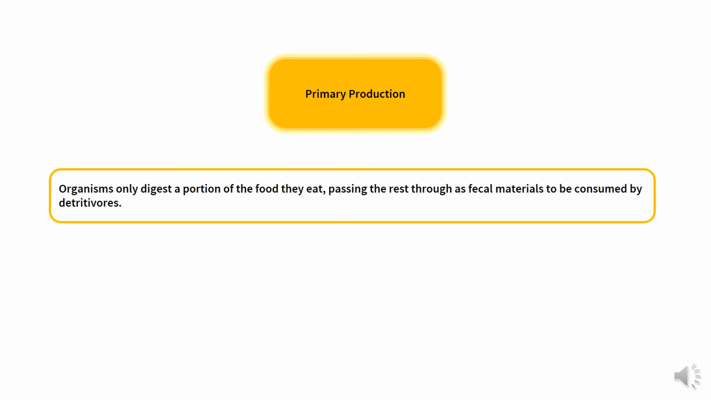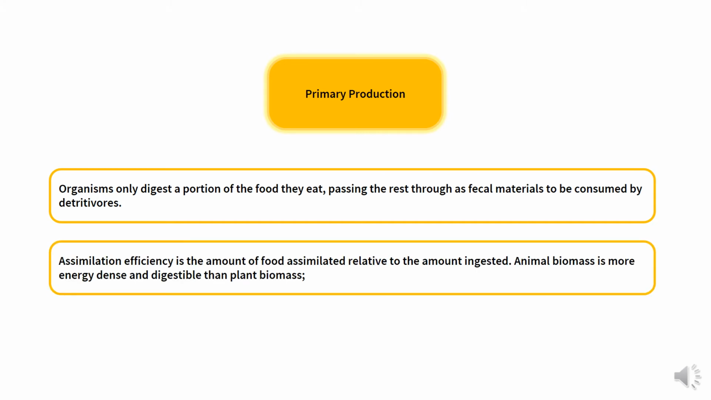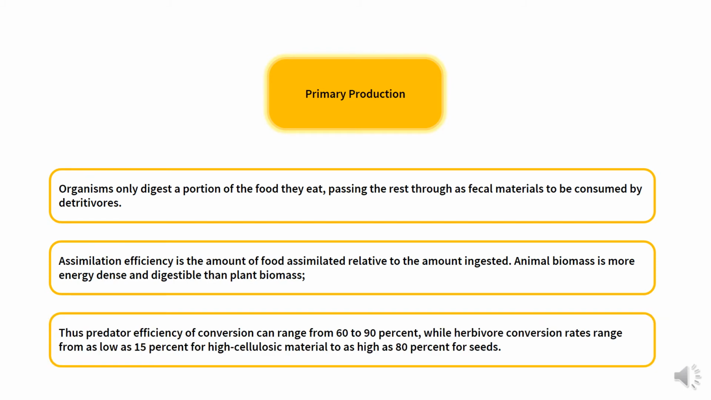Organisms only digest a portion of the food they eat, passing the rest through as waste to be consumed by the herbivores. The assimilation efficiency is the amount of food assimilated relative to the amount ingested. Animal biomass is more energy dense and digestible than plant biomass. Thus, the predator efficiency of conversion can range from 60 to 90%, but the herbivore conversion rate is about 15% for highly cellulosic material to as high as about 80% for seeds.